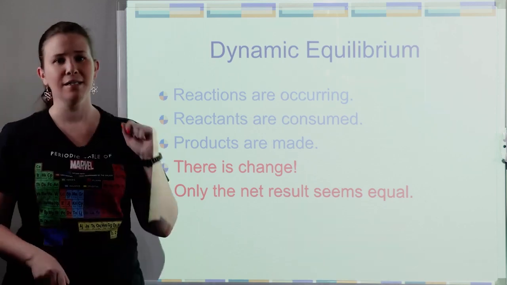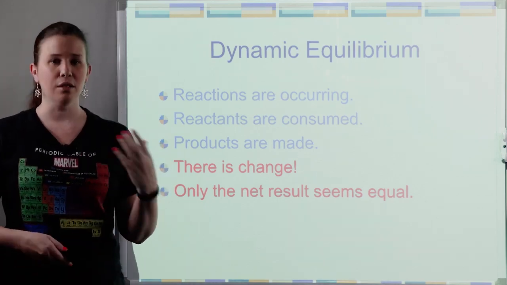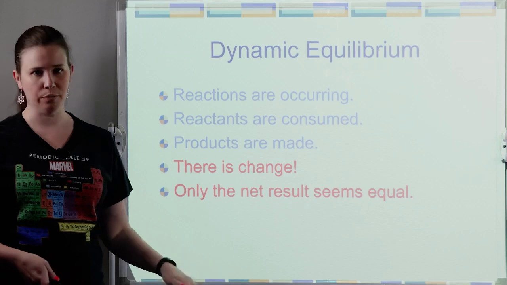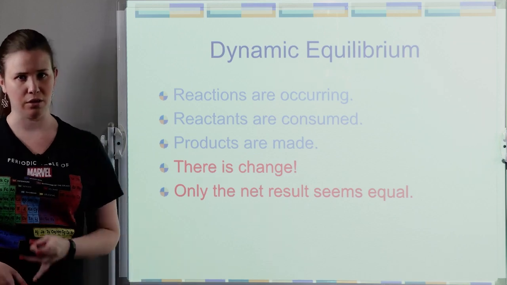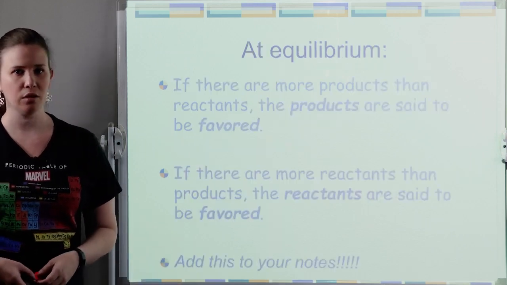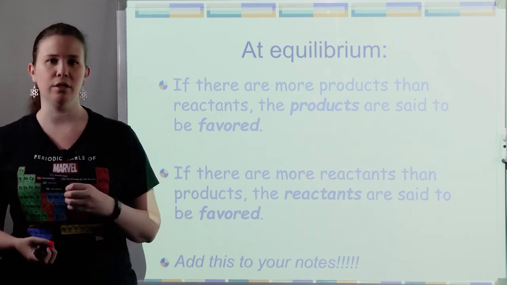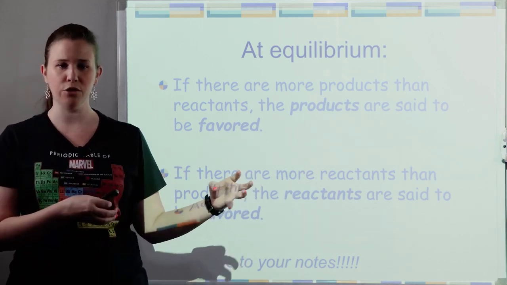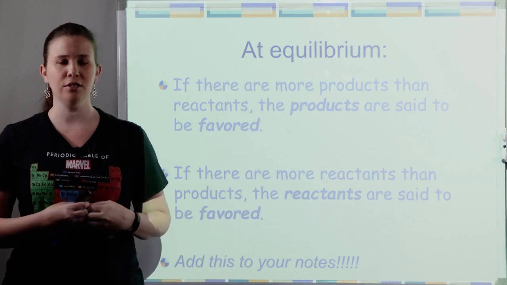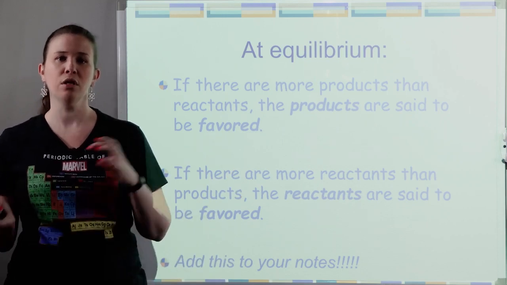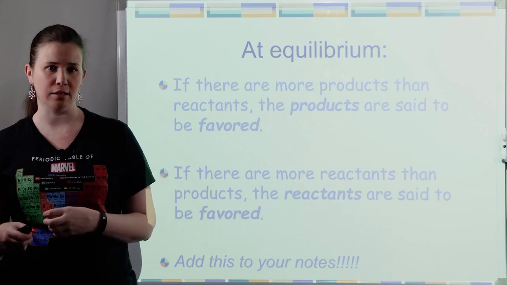In chemistry, we have dynamic equilibrium, where there is motion, it just seems equal because the rates are equal and the concentrations are constant. Once you've established your equilibrium, you want to determine whether it is favoring the forward reaction or reverse reaction, because that's in turn going to indicate whether you're favoring the products or the reactants.